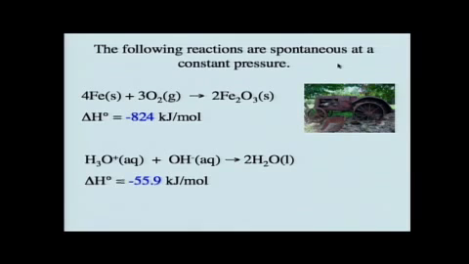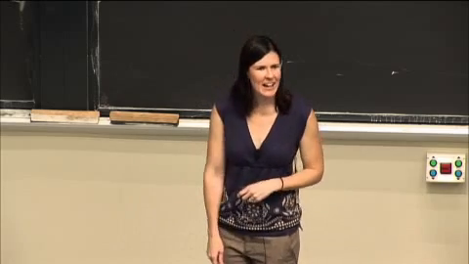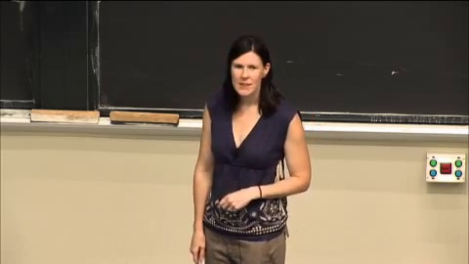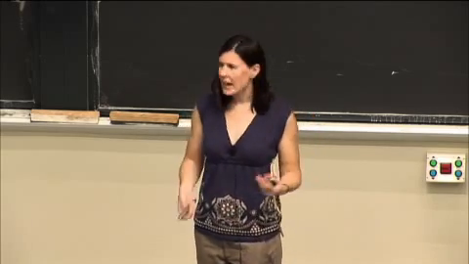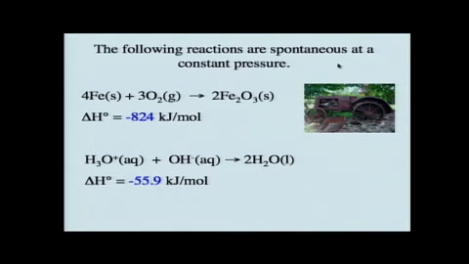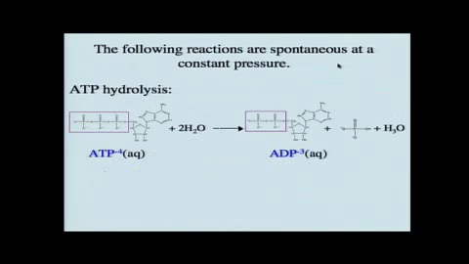Another spontaneous reaction is written here, the combination of an acid and a base, which neutralizes each other. So we have a hydronium ion and a hydroxide ion interacting to form water. This is spontaneous, and again, it's exothermic. So its delta H is negative 55.9 kilojoules per mole.